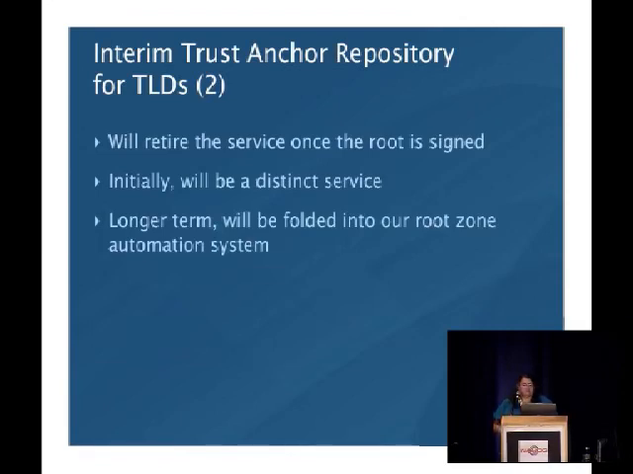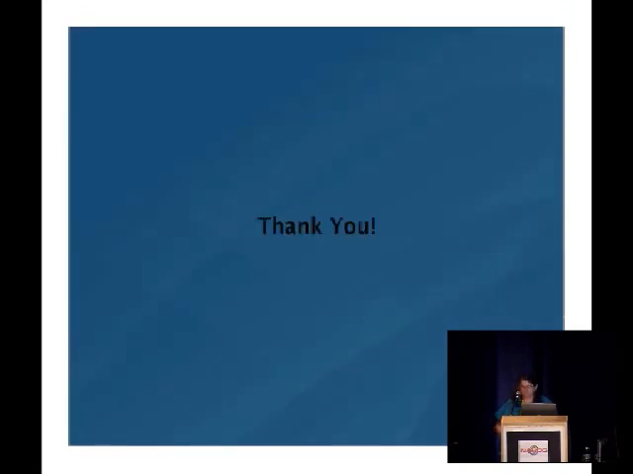Initially, it's going to be a distinct service, and by that we mean you're going to have to send in requests for it separately. Longer term, it's going to be folded into our automation project, and it'll just become another record that people can update through the automated root zone tool. And that's it. Thank you.